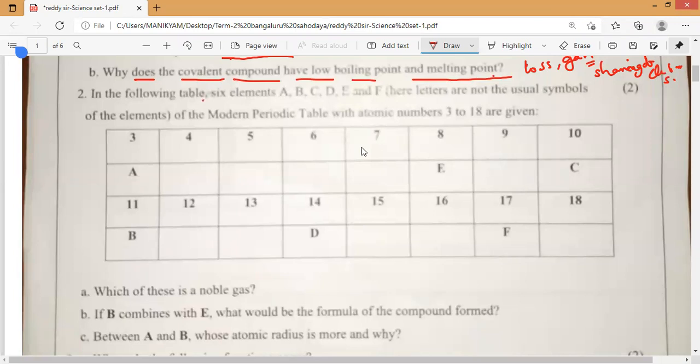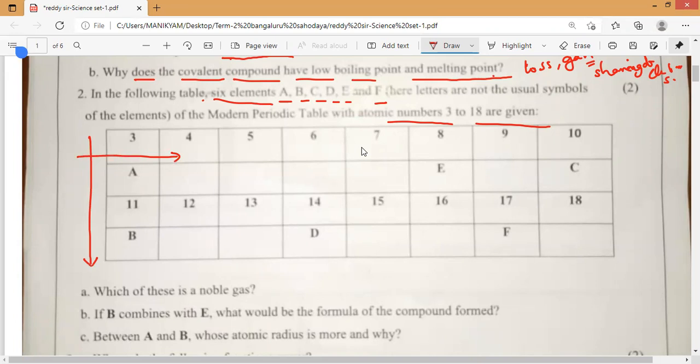In the following table, six elements are there: A, B, C, D, E, and F. Here, the letters are not the usual symbols of the elements. Of the modern periodic table, atomic numbers 3 to 18 are given. Now observe very carefully: 3, 4, 5, 6, 7, 8, 9, 10. They are giving A, B, C, D, E, F. You might know this is called groups, and this is called rows, we can say. Yes or no? Periods, we can say.